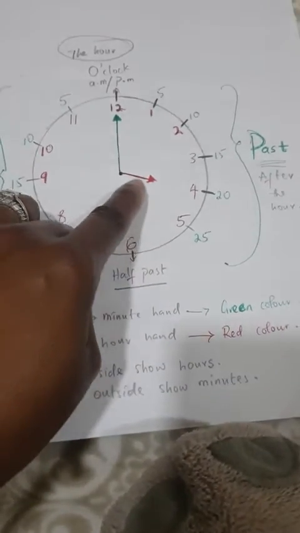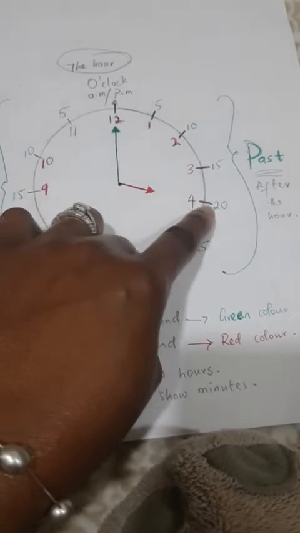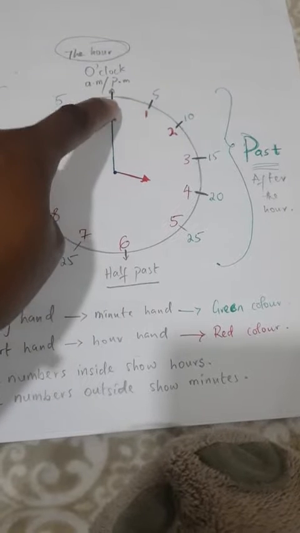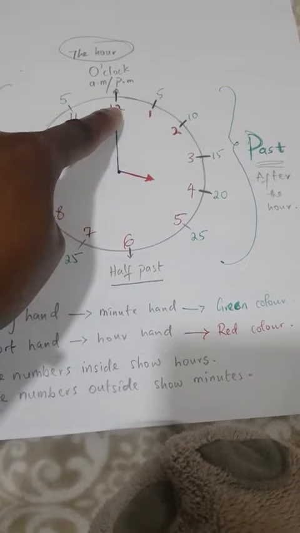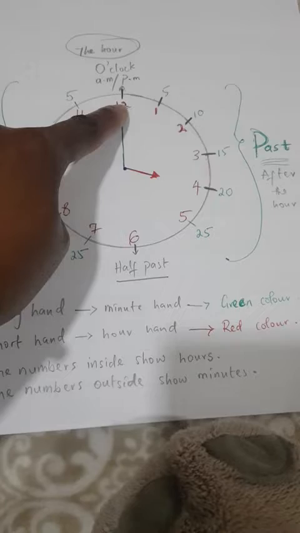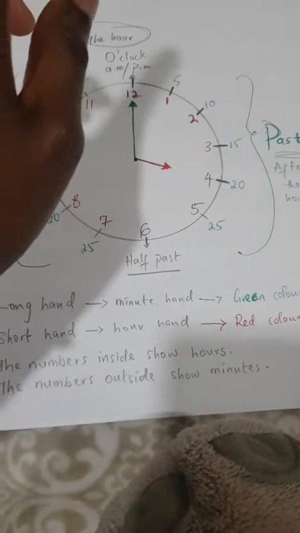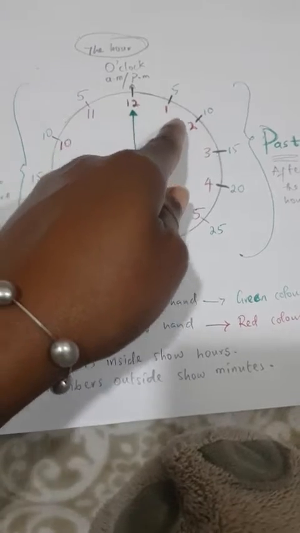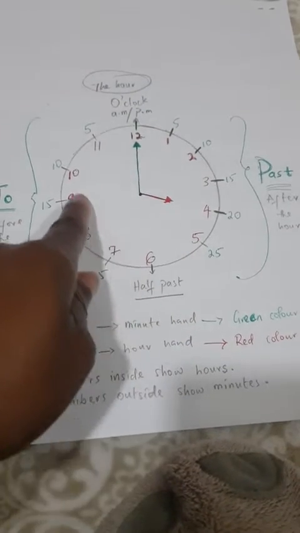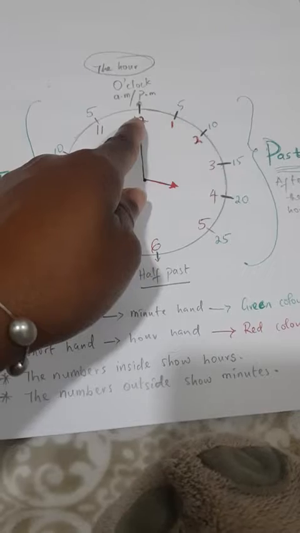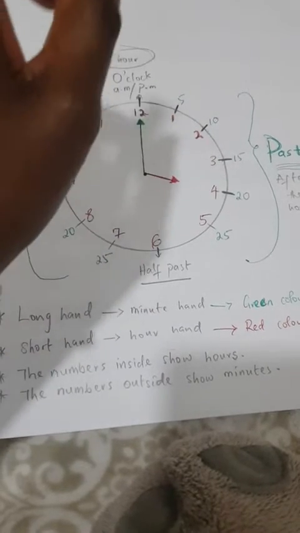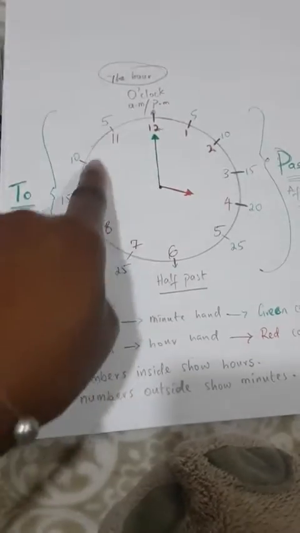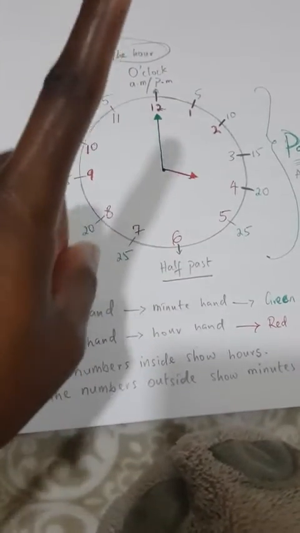Now let's see. The short hand is the hour hand, right? And it's pointing at 4. And the long hand is pointing at 12. Once the long hand is at 12, we say it's o'clock. Okay? And when the long hand moves from 12 and moves all the way round the clock and comes back to 12, it has completed a 1 hour journey. You say it's 1 hour. Okay? The long hand traveling from 12 all the way around back to 12 completes 1 hour.